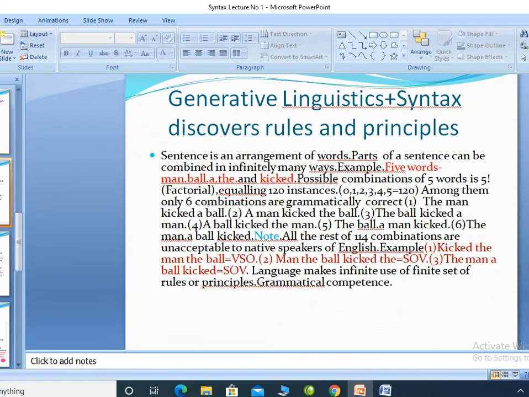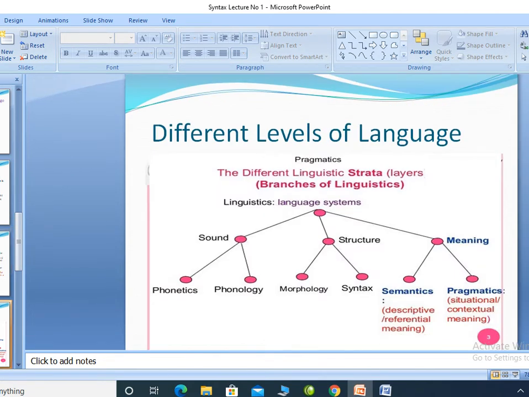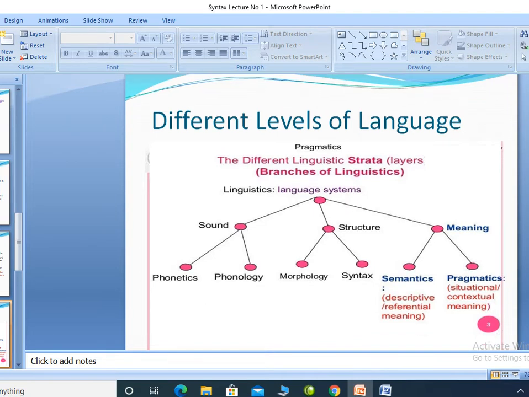So first of all, I would like to put before you the different levels of language. Here in this picture, you see that, as you know, linguistics is the scientific study of language, and it has got different levels and branches. So first of all, we should know the importance and the placement of syntax in the scheme of linguistics. Here you see that all the branches of linguistics have been divided into three categories: the sound, the structure, and the meaning.